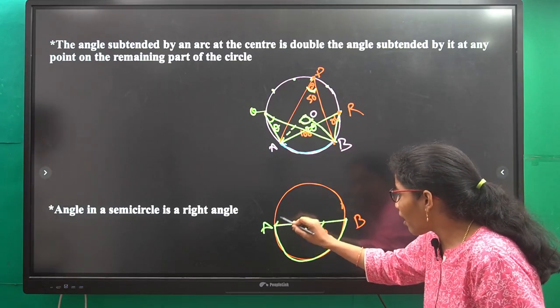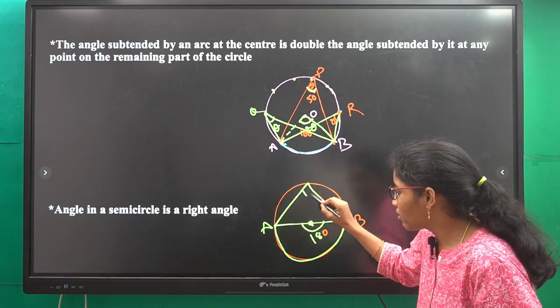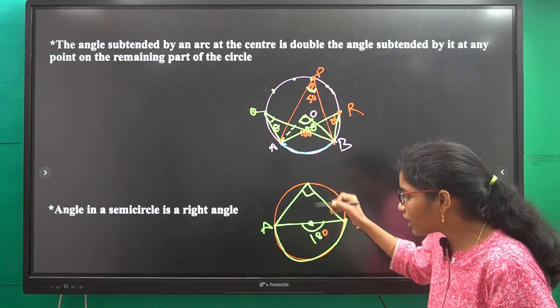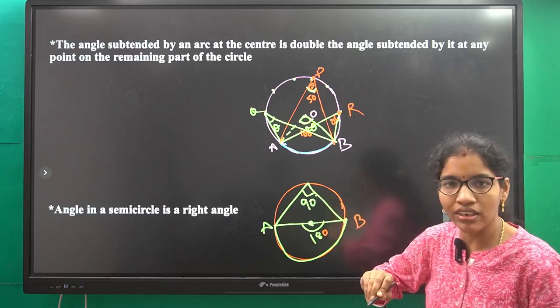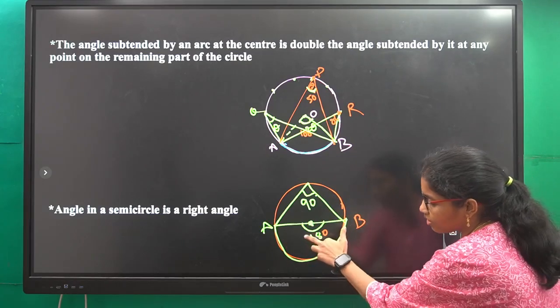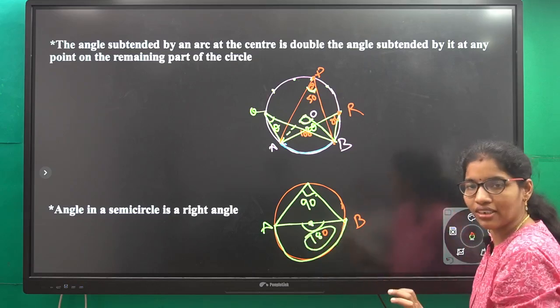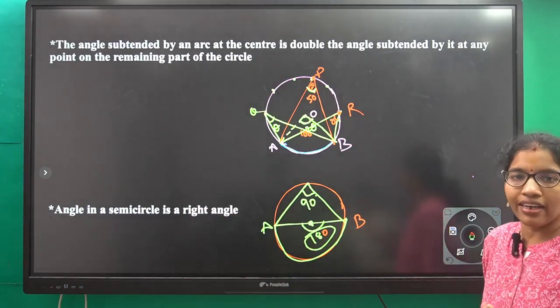So that means on the other part, how much angle does it make? Always half of this one. If it is 2 theta, and it is 180, how much is it? 90 degrees only, right? So that means this is a semicircle or not? That's why we are taking it as 180 degrees. So always, the angle in a semicircle is a right angle.